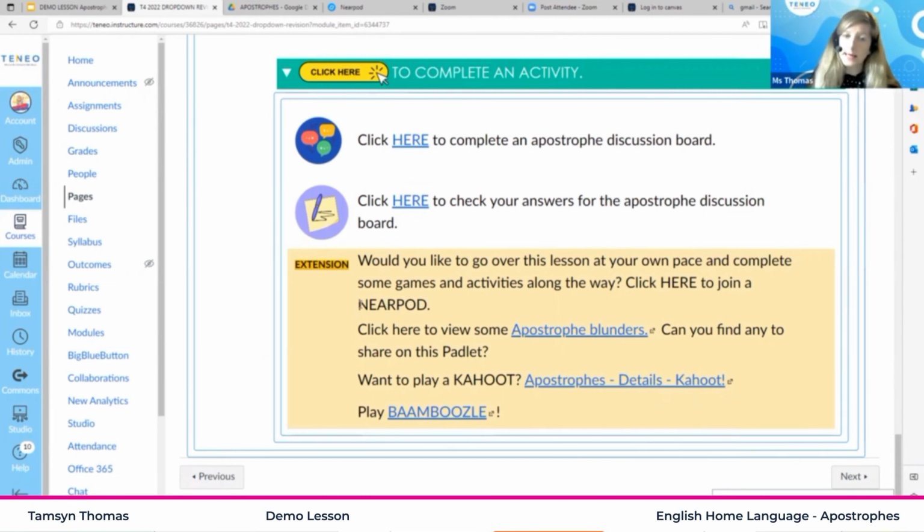The first one is a Nearpod. It's definitely worth trying the Nearpod because you get to go through the slides I've just used at your own pace. In between the slides, there are little games and activities to test your knowledge.